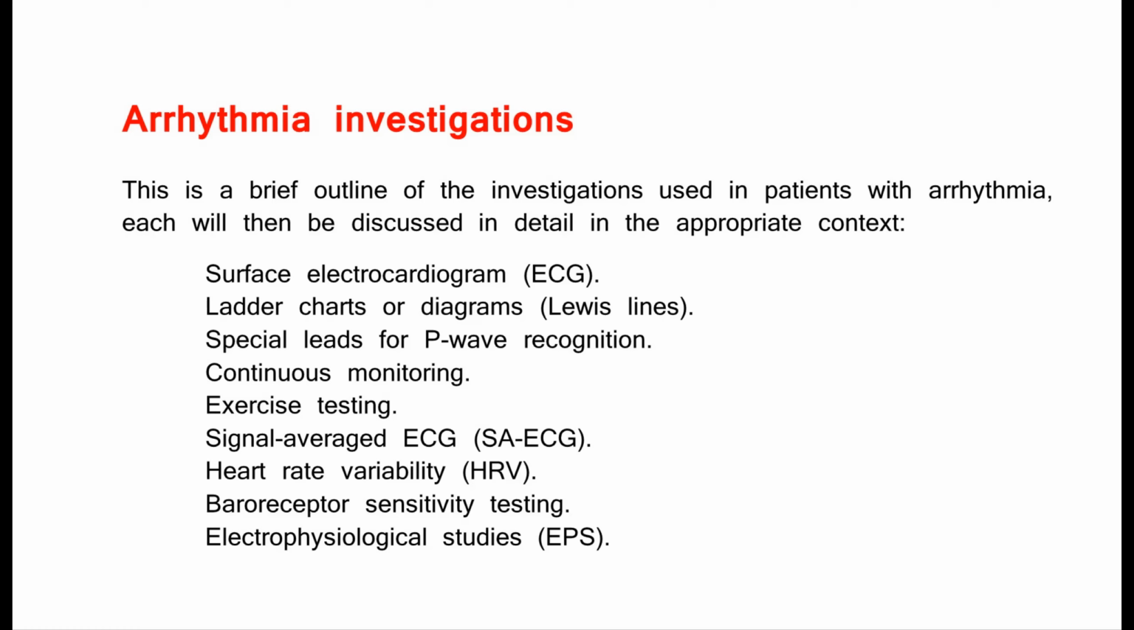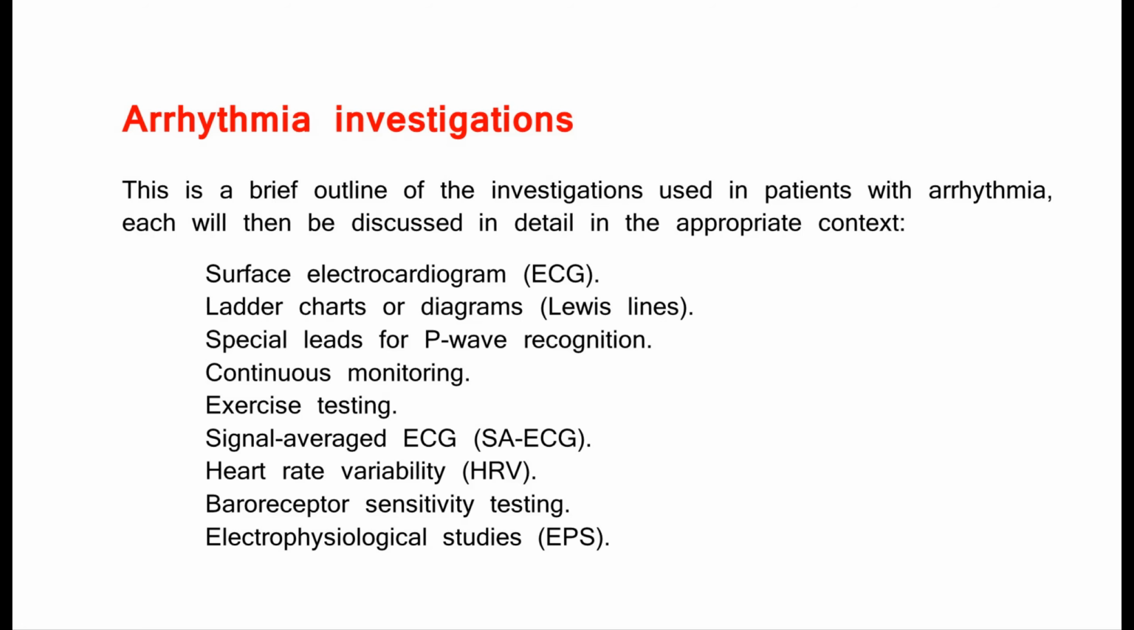Arrhythmia Investigations. This is a brief outline of the investigations used in patients with arrhythmia, each will then be discussed in detail in the appropriate context. Surface electrocardiogram, ECG. Ladder charts or diagrams, Lewis lines. Special leads for P-wave recognition. Continuous monitoring. Exercise testing. Signal averaged ECG, SAECG. Heart rate variability, HRV. Baroreceptor sensitivity testing.